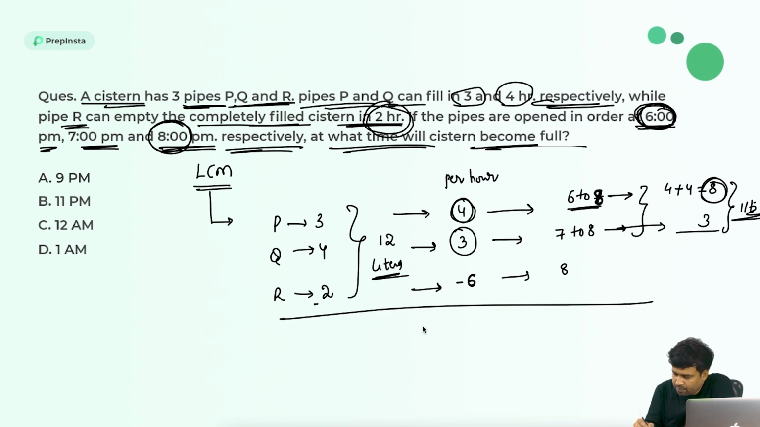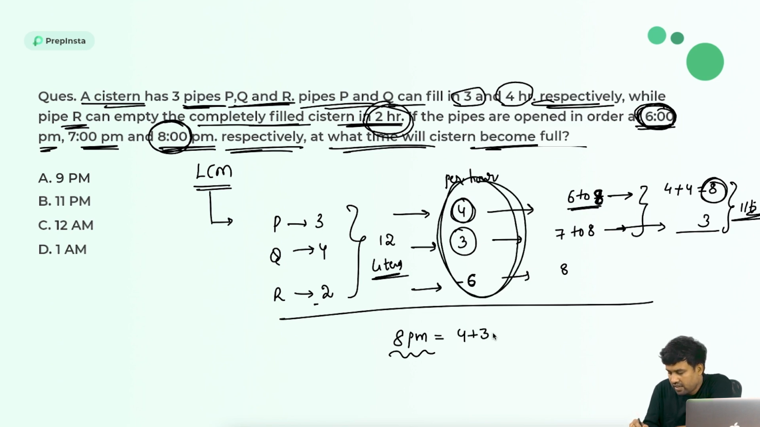Now at 8 p.m. all 3 pipes together opened. All 3 together opened means at 8 p.m. all 3 are working together, right? If all are working together, 4 plus 3 minus 6 will be the total work, which is nothing but 7 minus 6, 1 liter. So we have already completed 11 liters, only 1 liter needs to be filled.